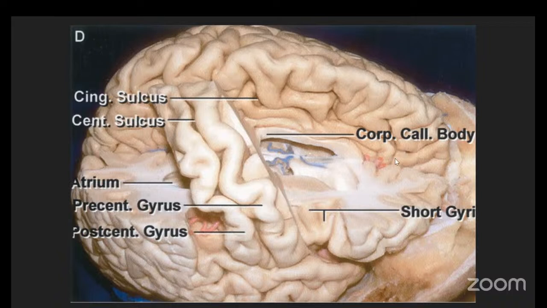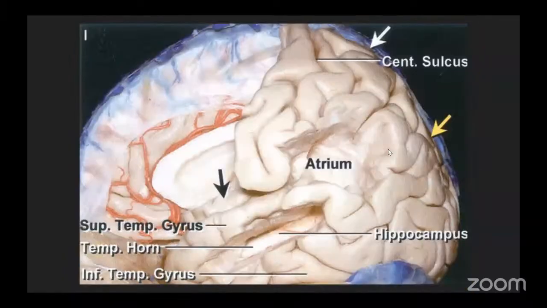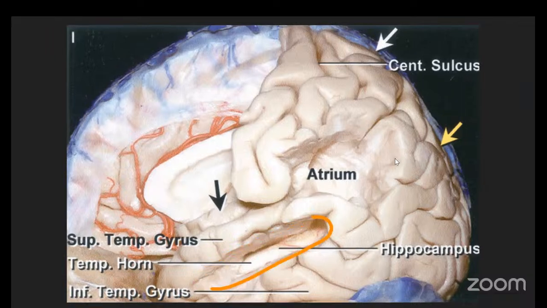Let's move on. This is another beautiful dissection that also shows the middle temporal gyrus has been taken away here. This was the middle temporal gyrus that has been taken away, and you can now glimpse within the temporal horn.